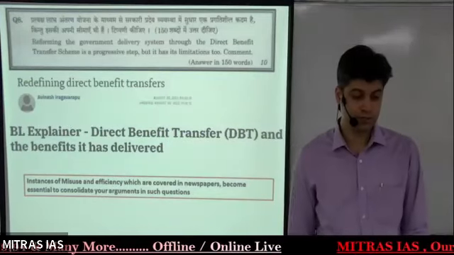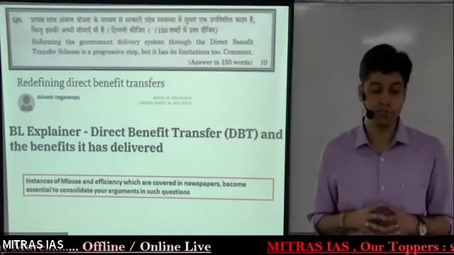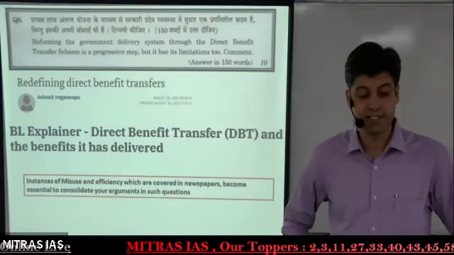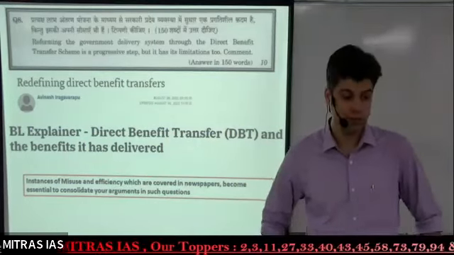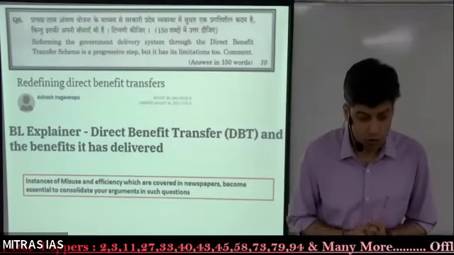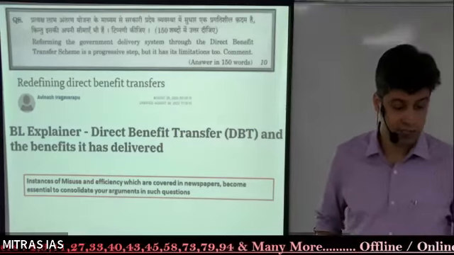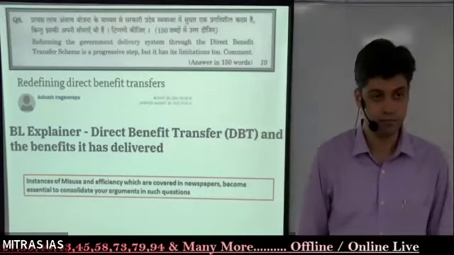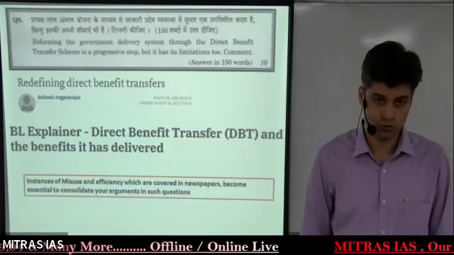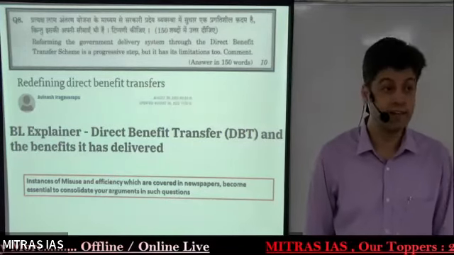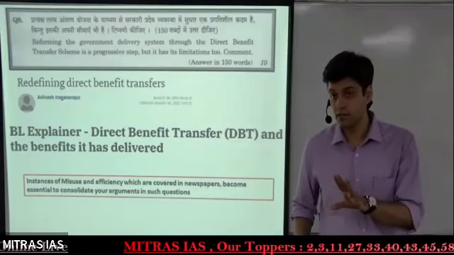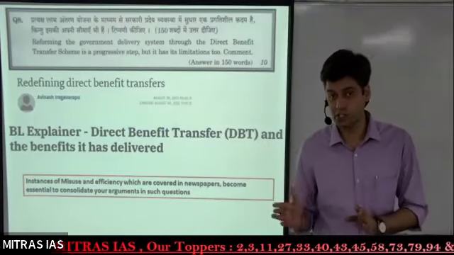The next question: reforming the government delivery system through the direct benefit transfer scheme is a progressive step, but it has its limitations too. Comment. An article from The Hindu, August 30, 2022 says redefining direct benefit transfers, an editorial talking about the benefits and the issues. Straightforward. One, very latest.